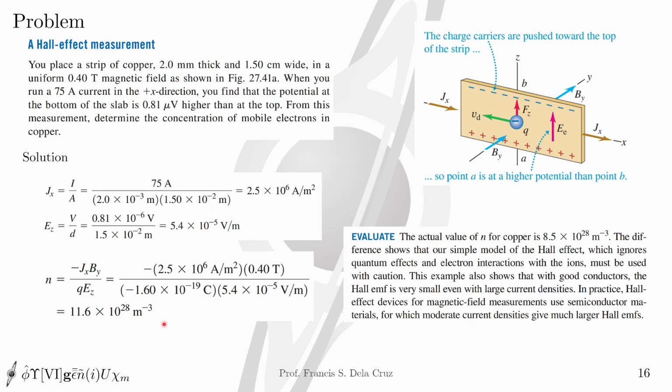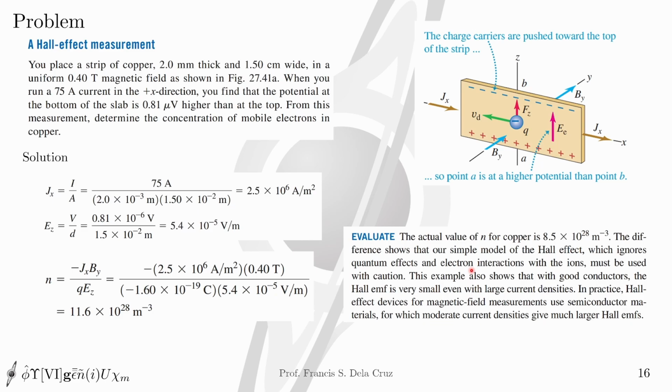That's the amount of electrons that you have per cubic meter of this copper conductor. So if you were given 1 cubic meter of copper, you expect that the concentration of mobile electrons in that cube of copper would be this amount, 11.6 times 10 raised to 28, per cubic meter. So the actual value of N for copper is 8.5 times 10 raised to 28 per cubic meter.